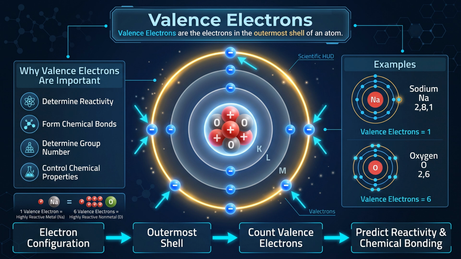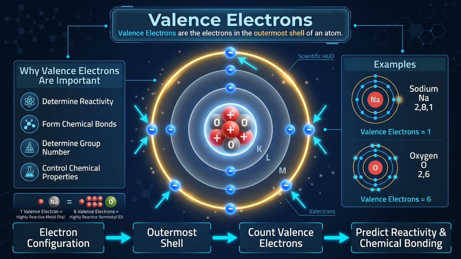Oxygen has the electron configuration 2,6. The last number is 6, so oxygen has 6 valence electrons. Carbon has the configuration 2,4, so it has 4 valence electrons. Neon has 2,8, meaning it has 8 valence electrons, giving it a completely filled outer shell. The illustration highlights sodium and oxygen because they are excellent examples of how valence electrons determine chemical behavior.